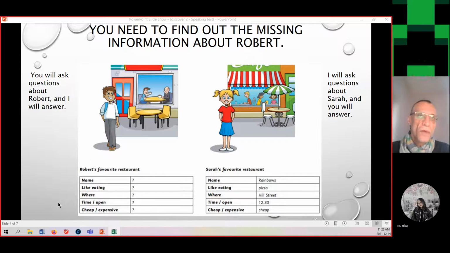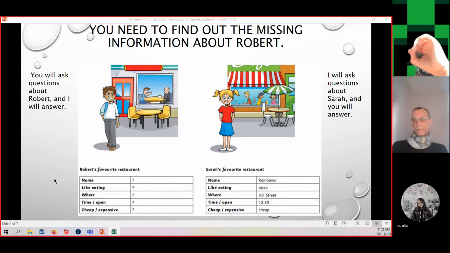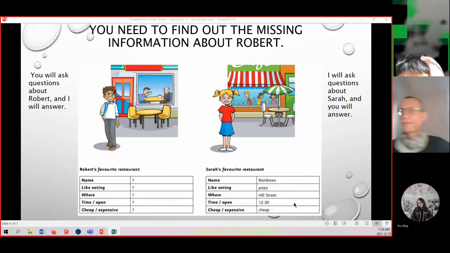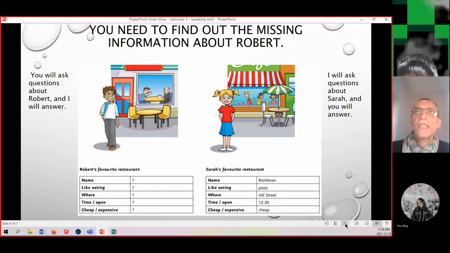Now your turn. Ask me questions about Robert's favorite restaurant and I will answer them. What is the name of Robert's favorite restaurant? It's called the Black Cat. What does he like eating? He likes to eat pasta. Where is it? It's on High Street. What time does it open? It opens at 12. Is it cheap or expensive? It's an expensive restaurant. Okay, good.